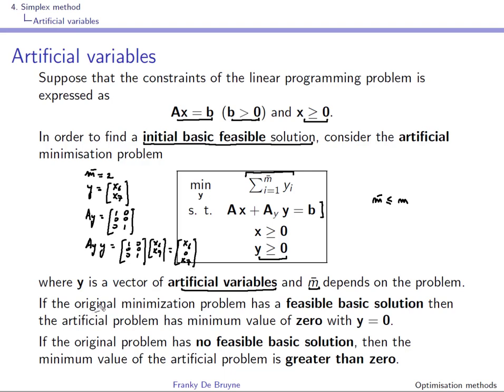So if in the original minimization problem we have a feasible basic solution, then the artificial problem will lead to an optimum cost that is 0, and all the artificial variables will be 0. If the original problem does not have a feasible basic solution, then the cost will be larger than 0, and some of the artificial variables in the optimal solution will be larger than 0.